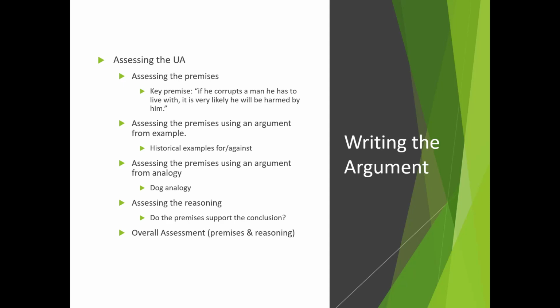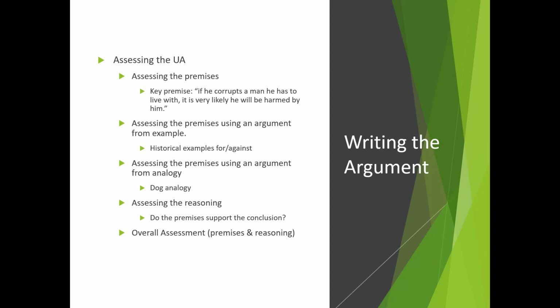And so kind of the question there is, if someone does corrupt someone, and they're likely to harm them, is the person likely to be unable to avoid this? So in other words, is the reasoning good? And so in assessing it, essentially you want to focus on those two main things. The essential thing is that key premise. Is that plausible? Why or why not? And you also want to assess the general reasoning.